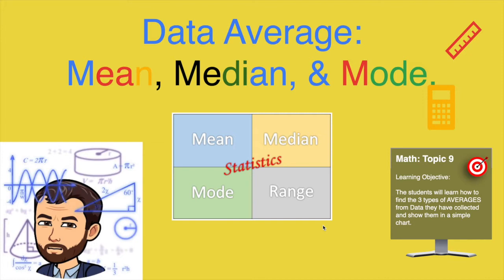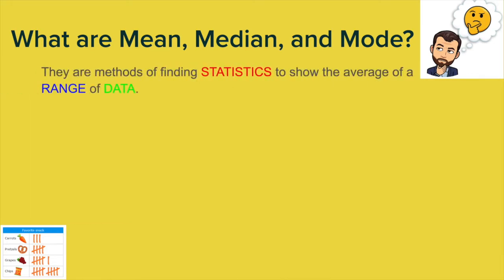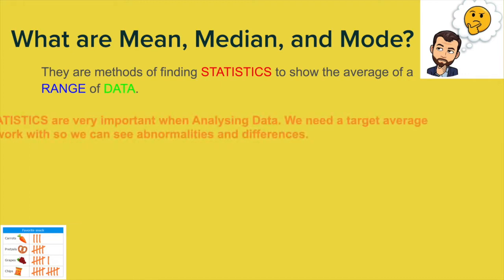So let's begin. What are these strange three words? Mean, median, and mode. What do you think they are? They're very strange. Well, they are actually just methods of finding statistics to show the average of a range of data. So let's look into that a bit more.